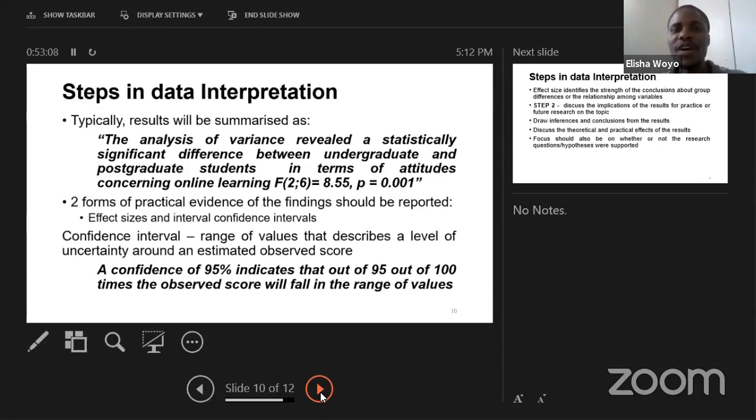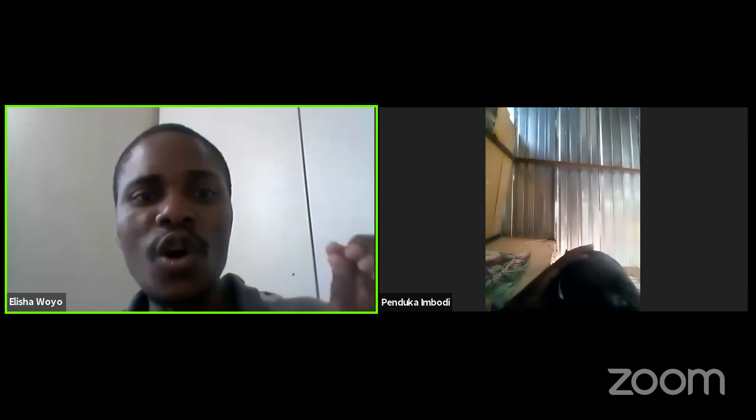So the analysis of variance revealed a statistically significant difference between undergraduate and postgraduate students in terms of attitudes concerning online learning. Then you go into your results, you take the results that support this statement, and the result is your F ratio there, 2.6 equals 8.5, and it's statistically significant at that point. So this reporting is very crucial in all we do as people who write these results, right?